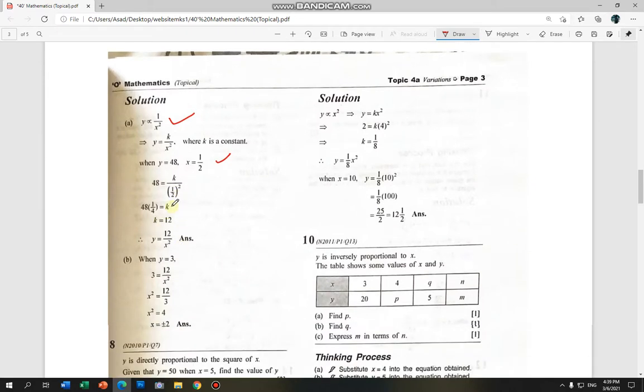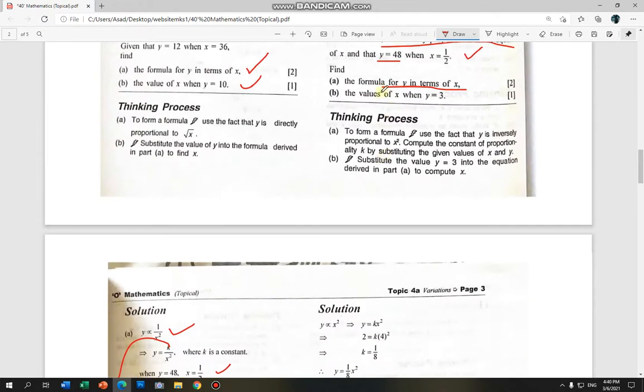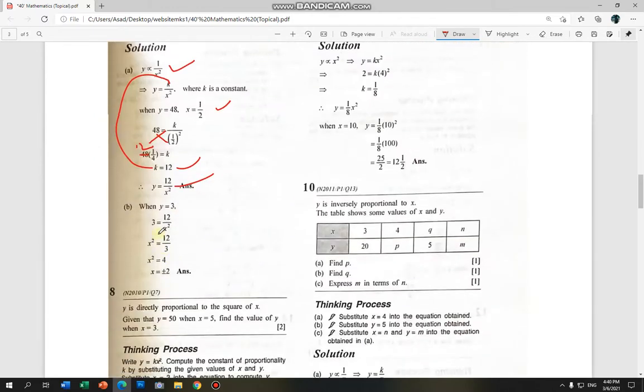So k, when we multiply it, 48 by cross multiply like this, k times 1 and 48 multiplied by 1 by 2. 1 by 2 squared means 1 by 4. 4 ones are 4 and 4 twelves are 48. So the value of k comes to 12. Put this value k is equal to 12 in this equation. Y is equal to 12 over x square. In the second part again we have to find the value of x when y is equal to 3. So putting these values in this equation, again the same method, x square is equal to 4.